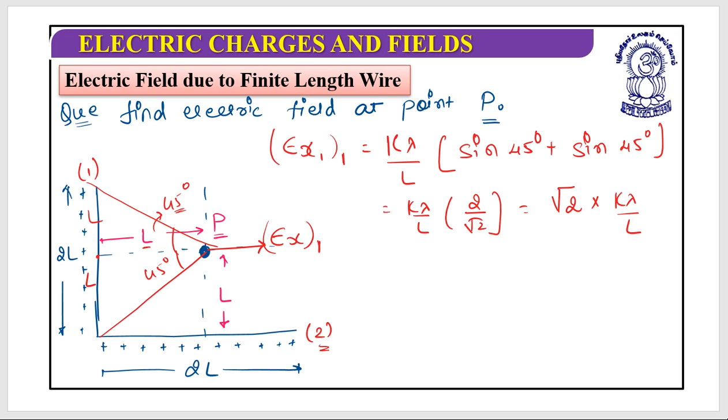Now let's find the electric field due to the second wire. What would be the situation? I think the situation would be the same. Can you guess it? Let's say this is 45 degrees, and even this is 45 degrees. The angles are the same.